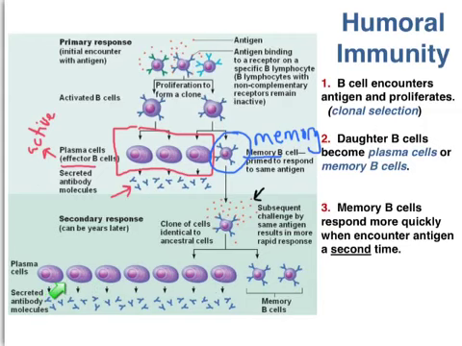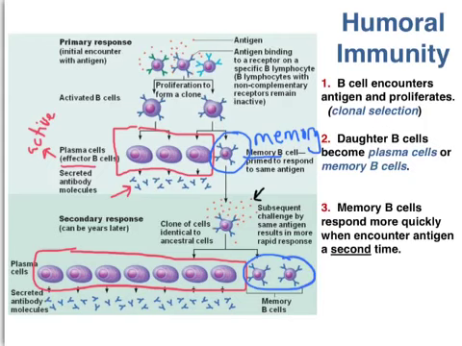Again, on that secondary response, the majority of the daughter cells become plasma cells, but a few become memory cells. So if you keep seeing the same infection over and over, you're eventually going to have more and more memory cells hanging out, ready to go, so that you can attack that infection more strongly and more quickly the next time you see it. It's these memory cells, as you might imagine, that are responsible for humoral memory.